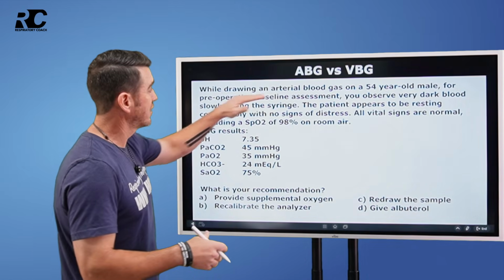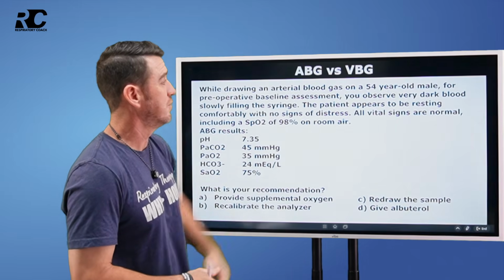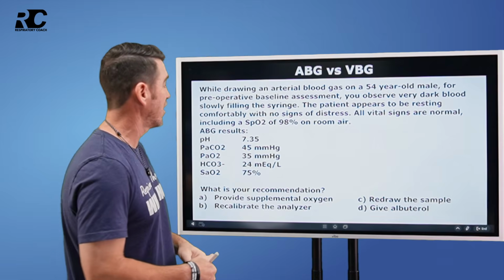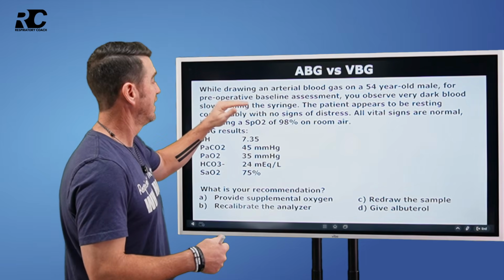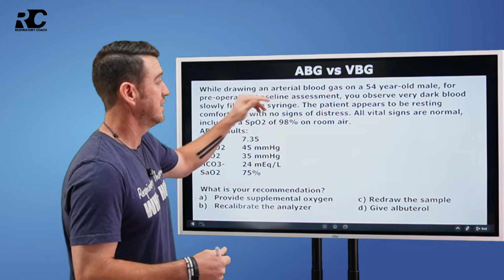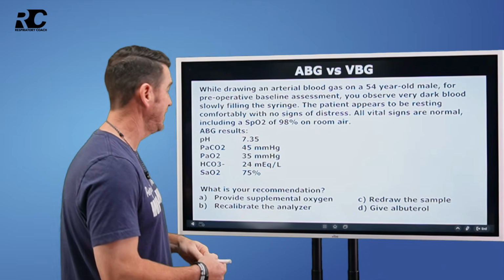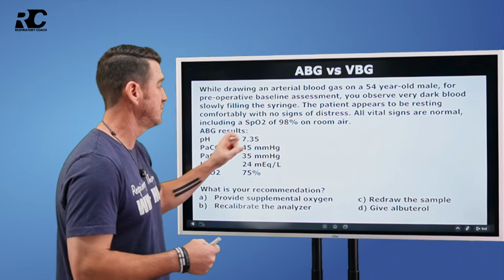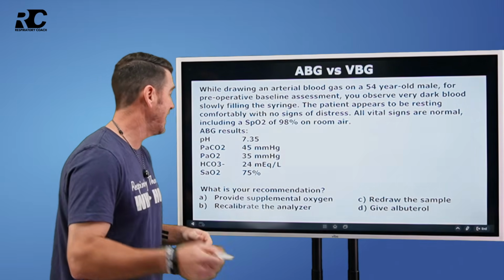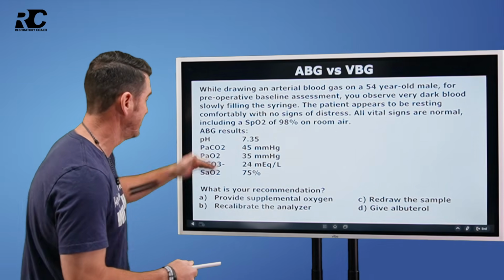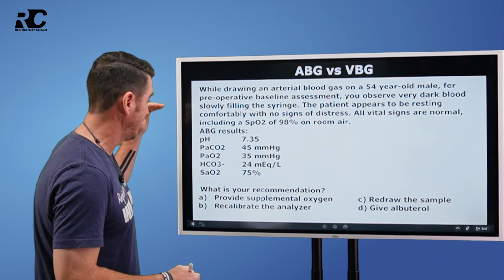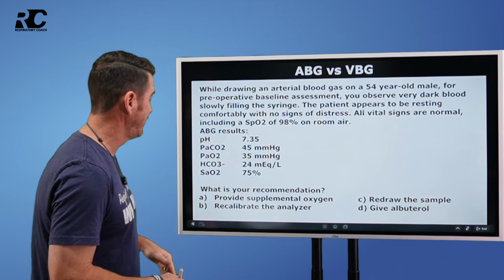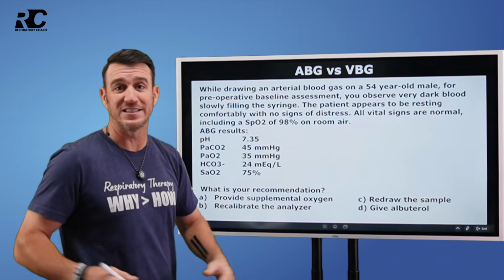So while drawing an arterial blood gas on a 54-year-old male for preoperative baseline assessment, you observe very dark blood slowly filling the syringe. The patient appears to be resting comfortably with no signs of distress. All vital signs are normal, including an SpO2 of 98% on room air. Here are your results: pH 7.35, 45 for your CO2, 35 for your PaO2, your bicarb is 24, and your SaO2 came back at 75%.